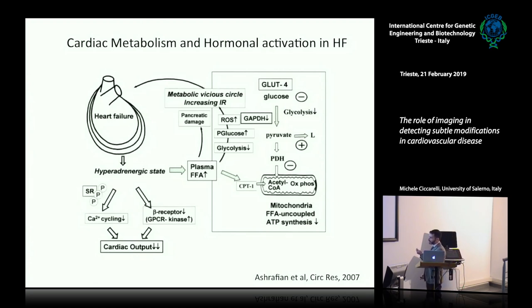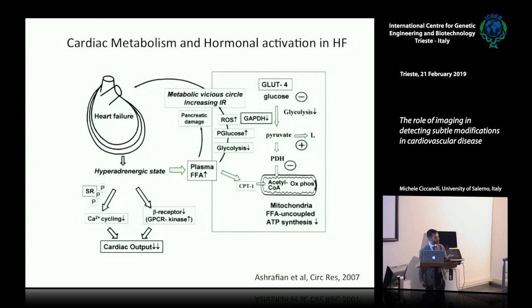with the development of insulin resistance. The hyperadrenergic state increases the level of free fatty acids in the plasma that actually uncouples the mitochondria from using the free fatty acids correctly. Contemporarily, the increased free fatty acids increase the level of ROS production and reduce the ability of GLUT4 to translocate to the plasma membrane. The resulting reduced ATP production promotes the progression of heart failure. And so in the end, it creates a vicious cycle in which, through insulin resistance, the hyperadrenergic state promotes the progression of heart failure.